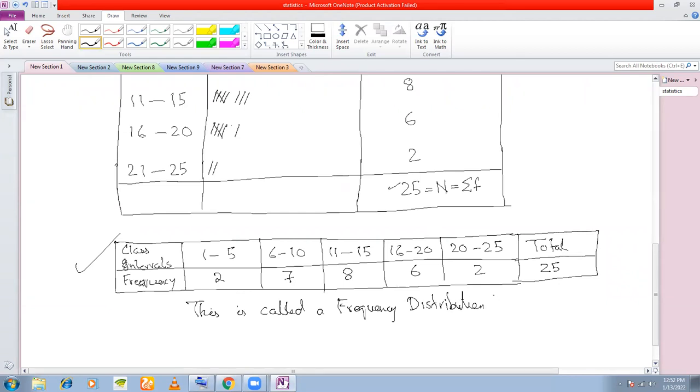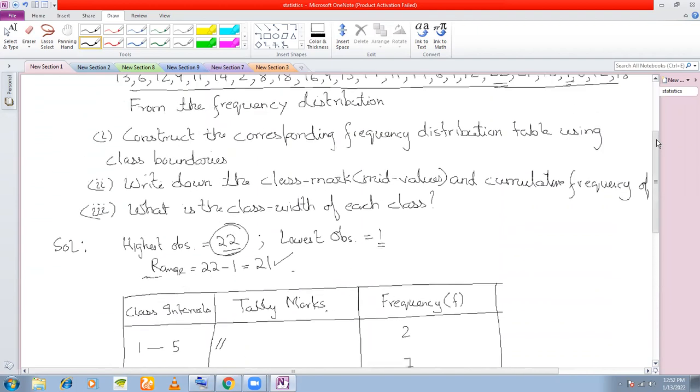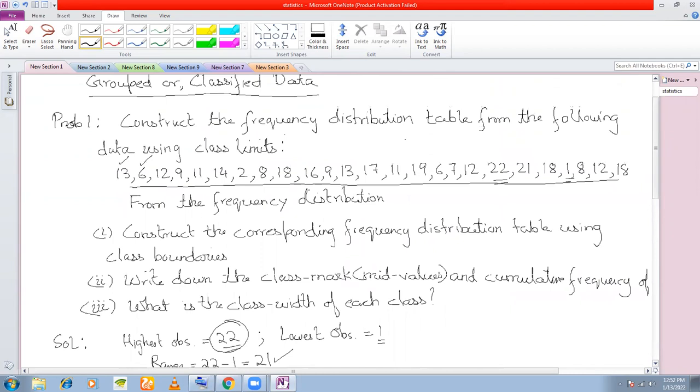This is called a frequency distribution table. Okay. So first part of the question is answered. What is the question? Construct a frequency distribution and find the required values from the frequency distribution. Okay, now the question is not answered. There is something that you must know.